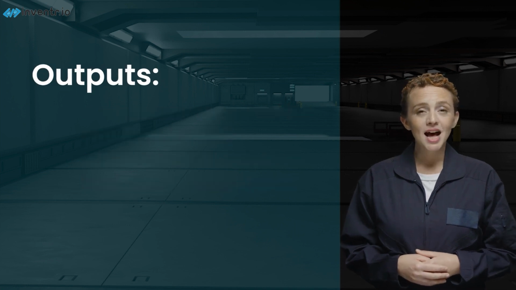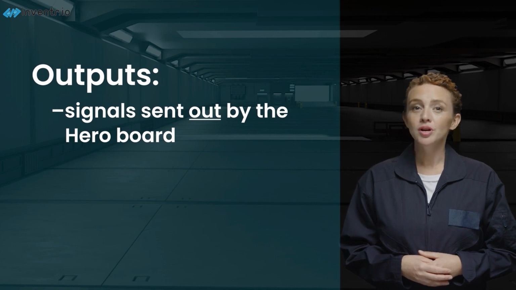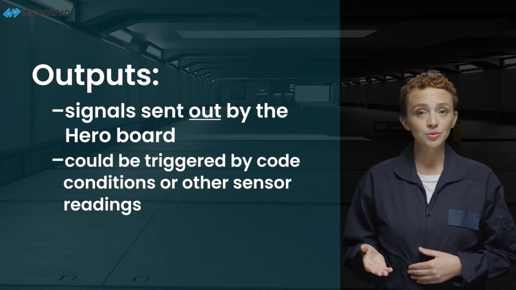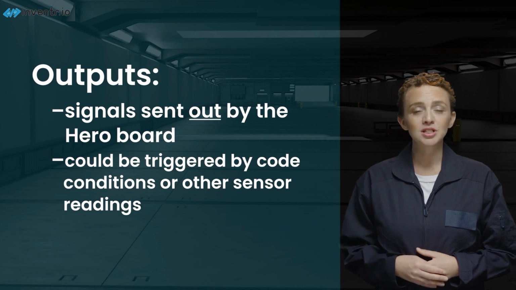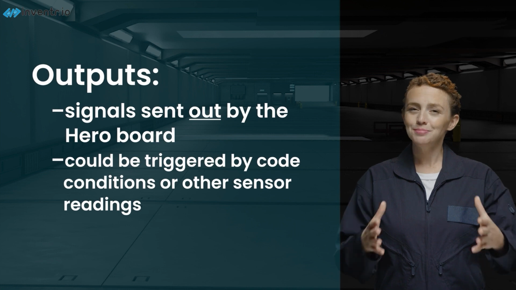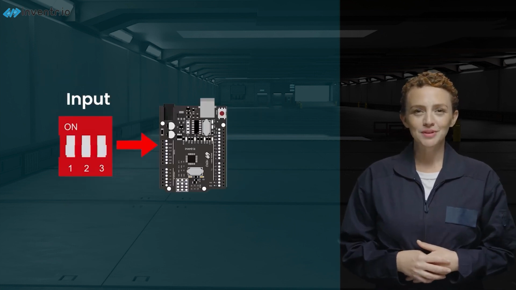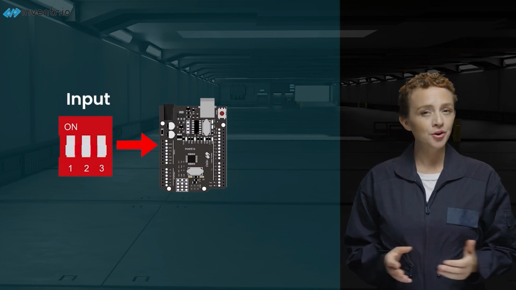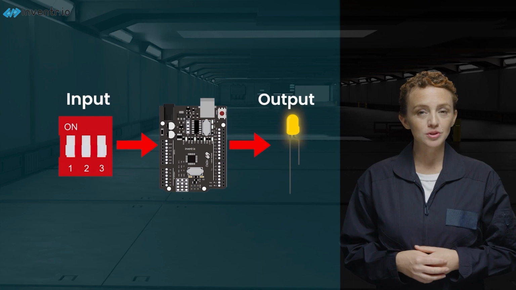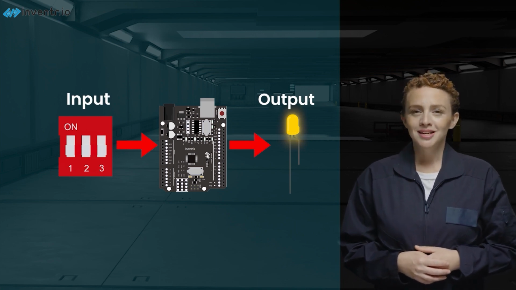On the other hand, outputs are signals sent out by the hero board. Outputs could be triggered by code conditions or other sensor readings, like the position of a switch. Examples include spinning a motor, sounding a buzzer, or making an LED blink or stay solid. Today, our dip switch is the input, telling the board whether the switch is on or high, or off or low. The LED is the output, responding to this input by either blinking or staying off.